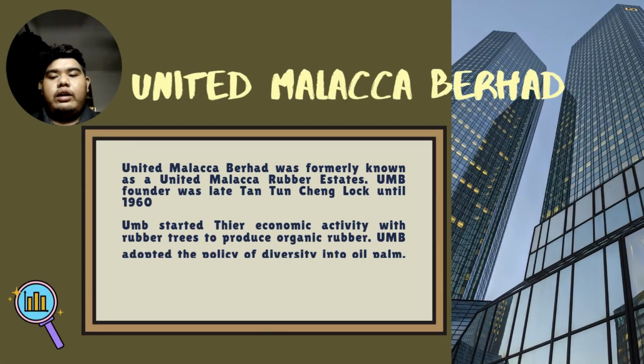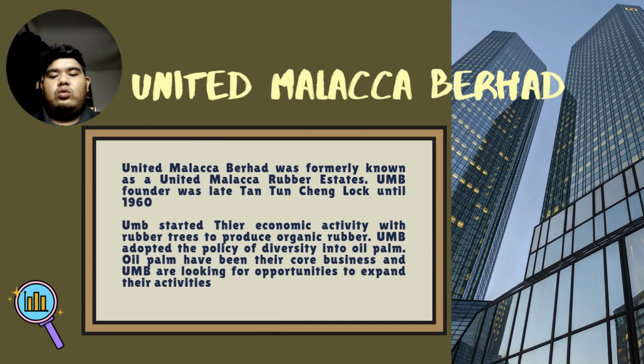For United Malacca Berhad, it was formerly known as the United Malacca Rubber Estate. UMB's founder was the late Tan Tun Cheong Lok. Okay, UMB started its economic activity with rubber trees to produce natural rubber. After that, UMB adopted a policy of diversification into oil palm. Oil palm has been their core business, and UMB is looking for opportunities to expand its business.